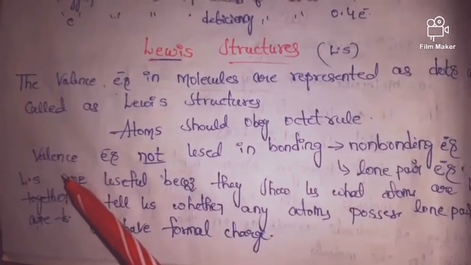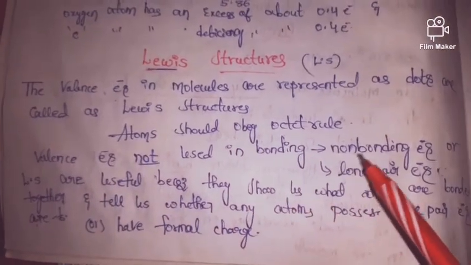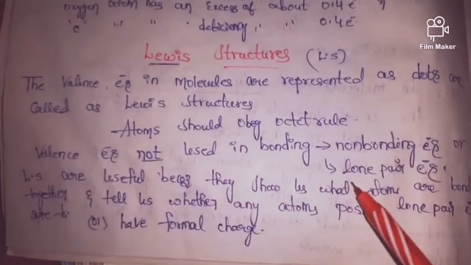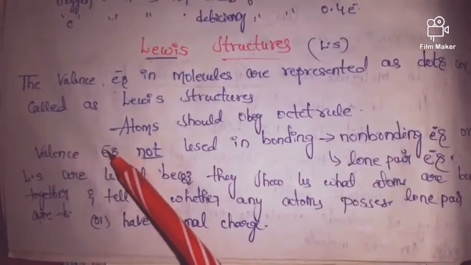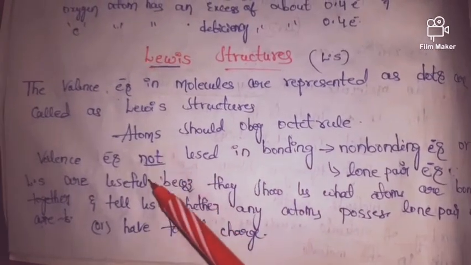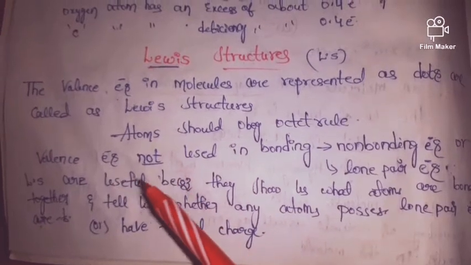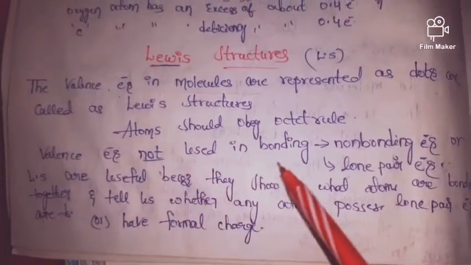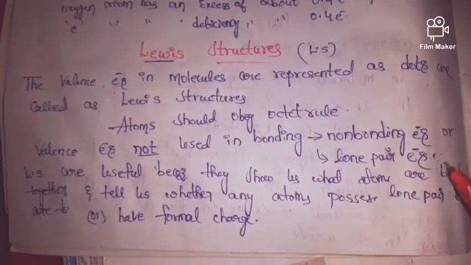Next, valence electrons not used in bonding are called non-bonding electrons or lone pair electrons. We know that valence electrons which are not used for bonding remain present in the valence shell. So those electrons which are not used in bonding are called non-bonding electrons or lone pair electrons.